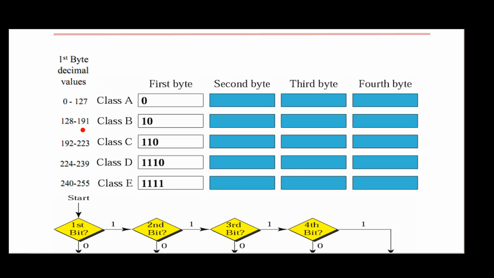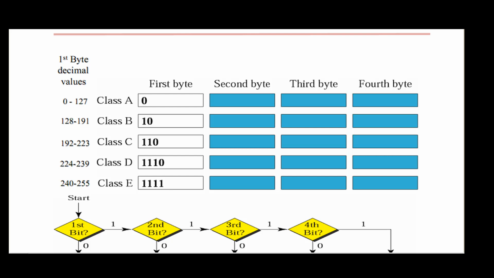When I come to class C, the first 3 bits are already fixed, the remaining will be 5. 2 to the power of 5 will be 32. When I add 191 plus 32, I will get 223. So 192 to 223 lies under class C. In class D, we have 4 bits already reserved. For the next 4 bits, 2 to the power of 4 will be 16. If I add 16 to 223, I will get 239. So 224 to 239 will be the range of class D.